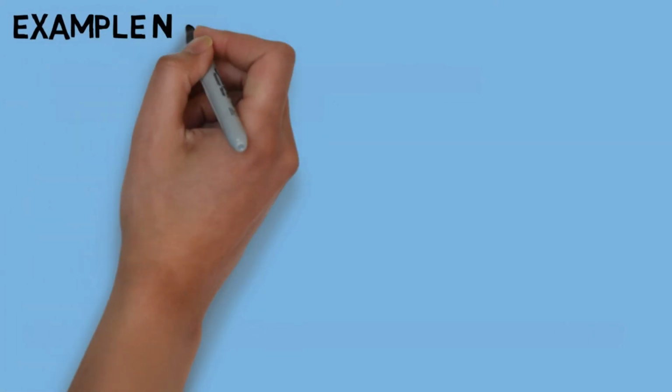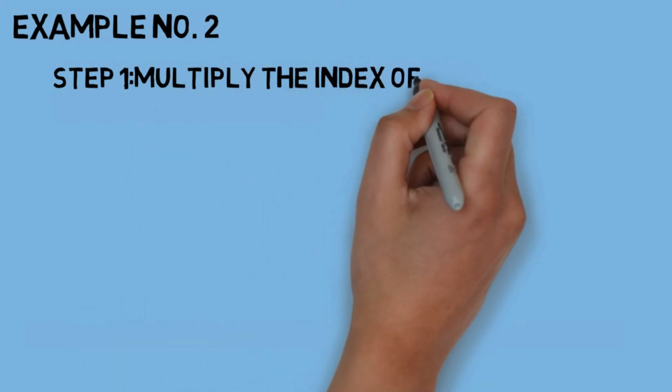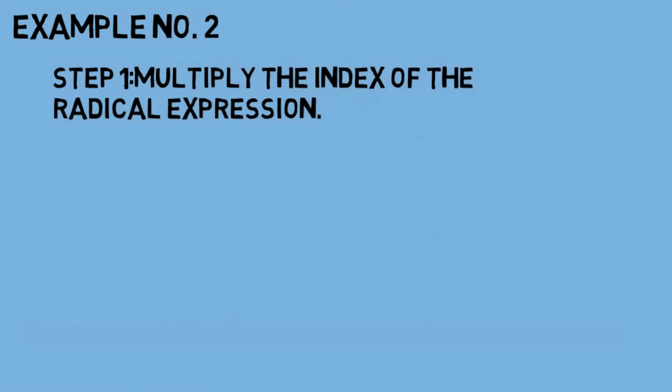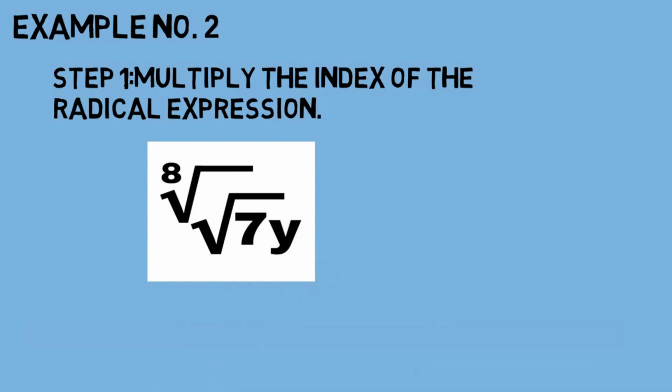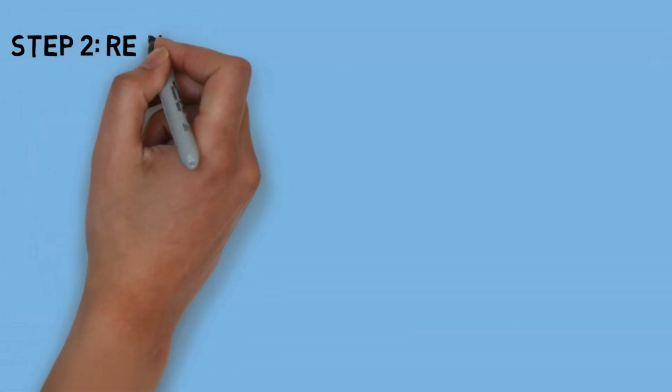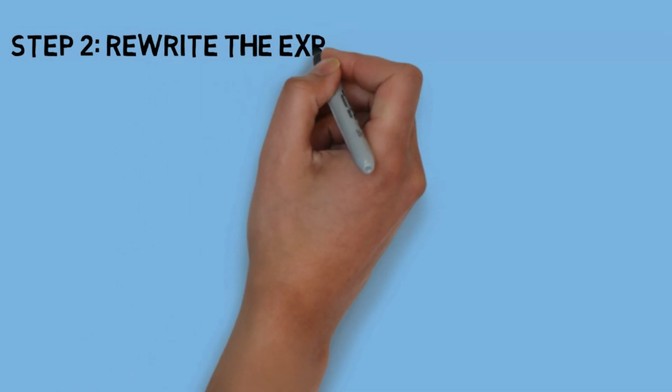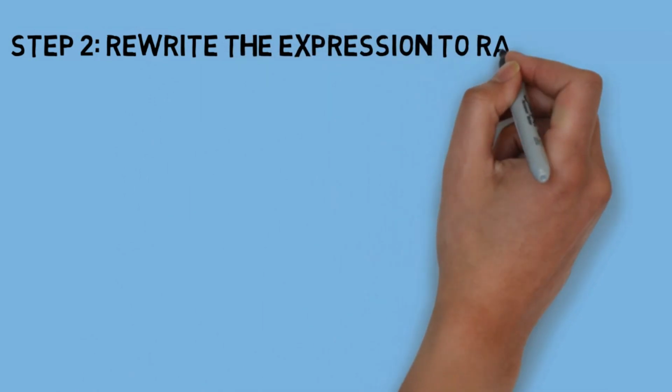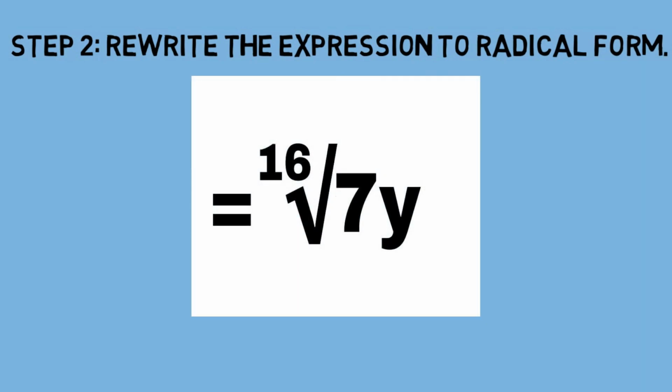Example number 2. Step 1. Multiply the index of the radical expression. Multiply the first index to the second index, which is 8 and 2. Write the answer as the index of the new radical expression. Step 2. Rewrite the expression to radical form. 16th root of 7y.